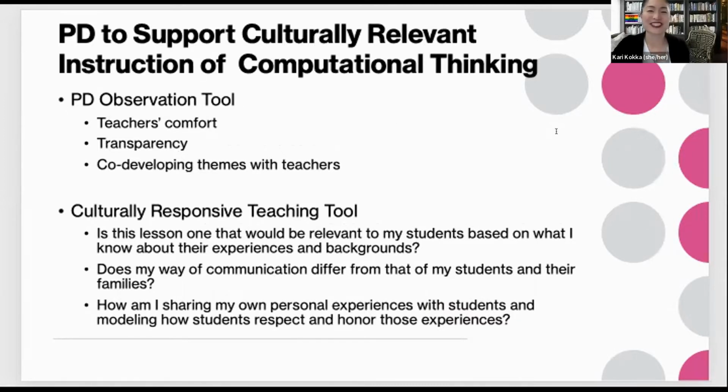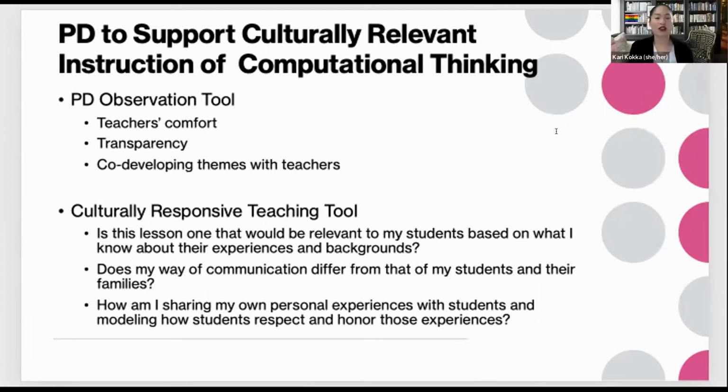So I called your project PD to support culturally relevant instruction of computational thinking. And one of the things that we first talked about, so Janice and her team, Man and Francesca, shared with me a PD observation tool where the research team is going to be taking field notes of the PD as it's happening.